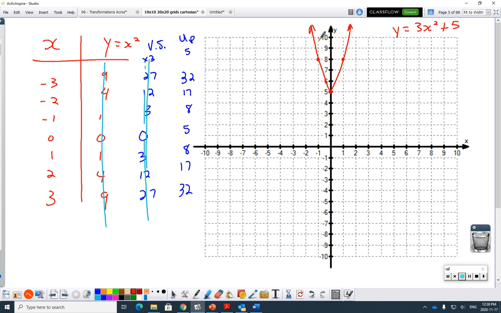If you're a little better at it, you don't need the table to do those things. You'll just take the point 0, 0. You'll vertically stretch it by factor 3 and move it up 5. You'll take the point 1, 1. You'll vertically stretch it by factor 3 and move it up 5. You can do all that work right on the graph if you're comfortable doing that.